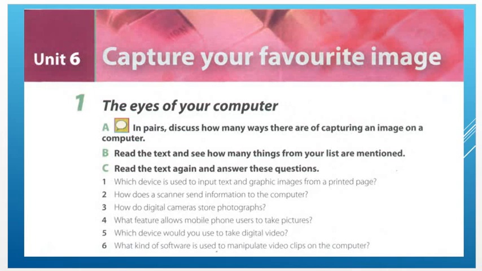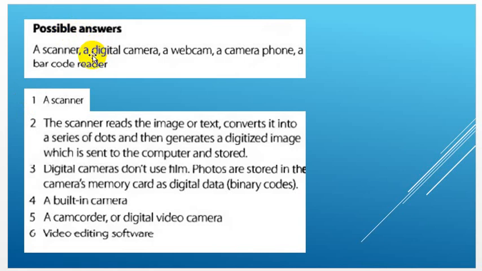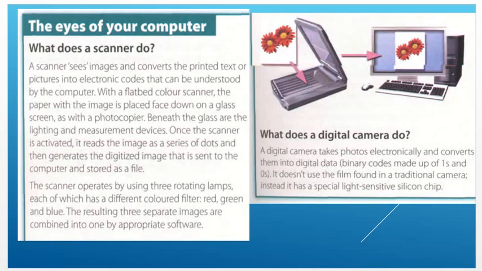These are the questions, and here are the possible answers for the first question: scanner, digital camera, webcam, computer, camera phone, a barcode reader. These are the eyes of the computer. And scanner, these are the answers for the 6 questions. Please read it by yourself. Okay, the types of the eyes of your computer.